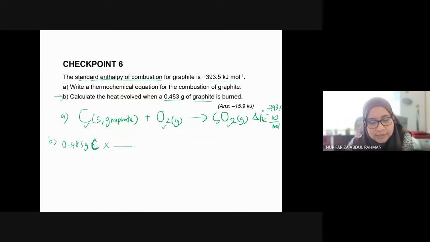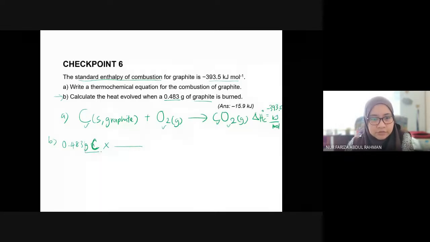Gram carbon. So this is the part where we convert into mole. Here is gram carbon, so down here should also be gram carbon. So 12 gram carbon is also equal to 1 mole of carbon. Then proceed further. This is the part where you relate with the heat given. So down here should be in mole carbon. From the equation, 1 mole of carbon will release this amount of heat. Don't forget the sign, guys. Negative 393.5 kilojoule.